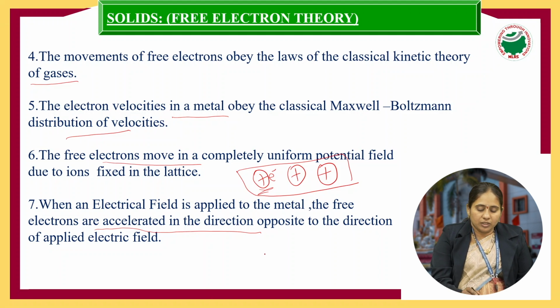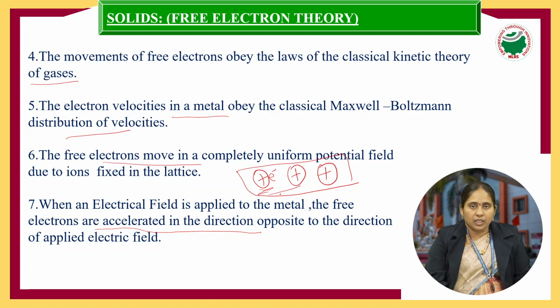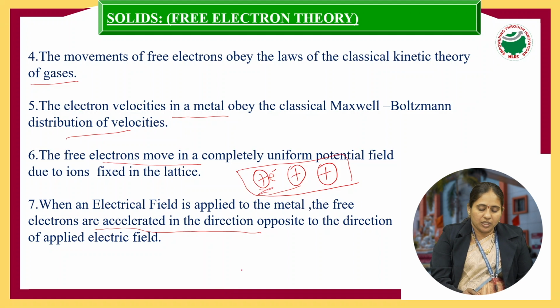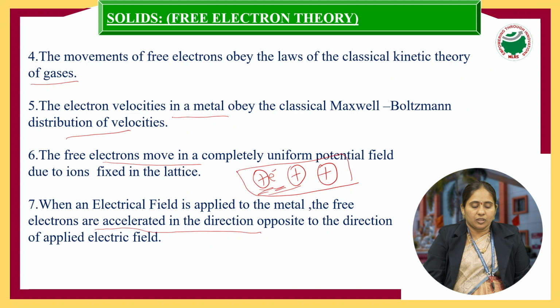These valence electrons move randomly without an electric field. By application of an electric field, these electrons move opposite to the direction of the external electric field. So these are the assumptions taken by Lorentz and Drude, known as the classical free electron theory.